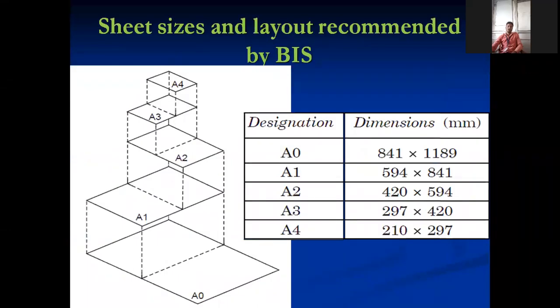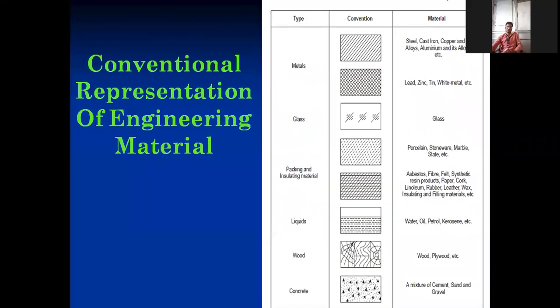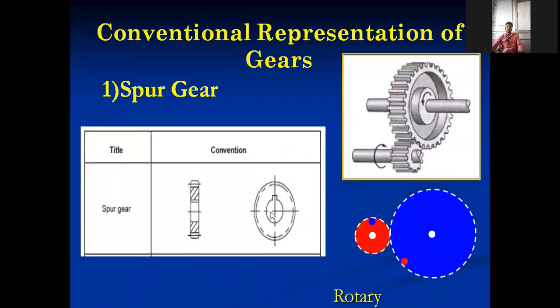Then we have seen standard sheet sizes where we can draw the drawing. Different sheet sizes are there. Total 5 are there. Out of that, these are designated as A0, A1, A2, A3, A4. So A0 is the largest one, A4 is the smallest one. Total 5 drawing sheet sizes are there. We have discussed the conventional representation of engineering materials. How engineering materials are shown, that we have discussed.